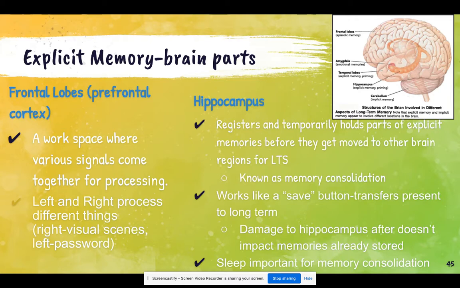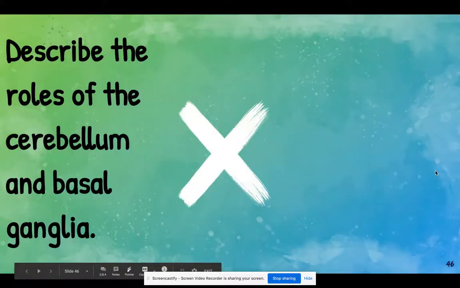It registers and temporarily holds these explicit memories before they hopefully get moved for long-term storage. So they aren't just permanently stored in the hippocampus. The hippocampus's job is to transfer these memories into other parts of the brain, so short-term into long-term. One of the things that we know is that sleep is really important for this process. After you study something, being able to go to sleep and really sleep on it will help those memories become solidified because your brain continues to do work after you go to sleep. We also know that damage to the hippocampus would not affect memories that have already been stored in your brain. It would just affect your ability to lay down new memories.